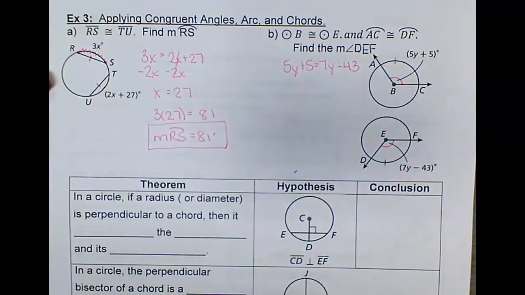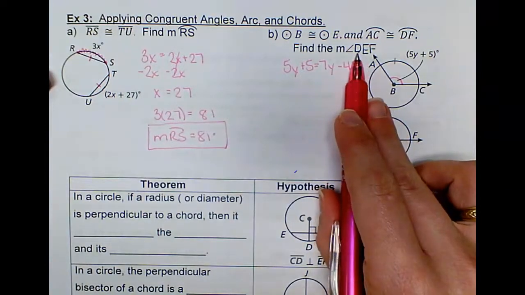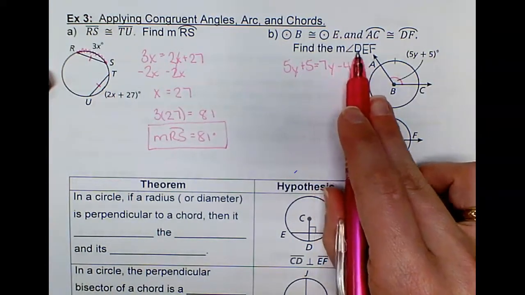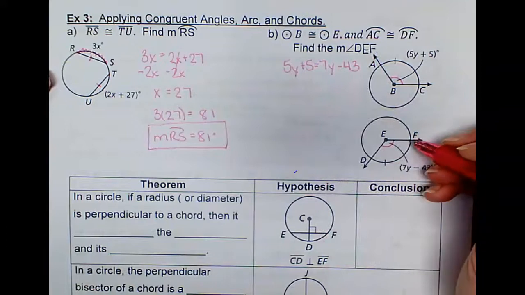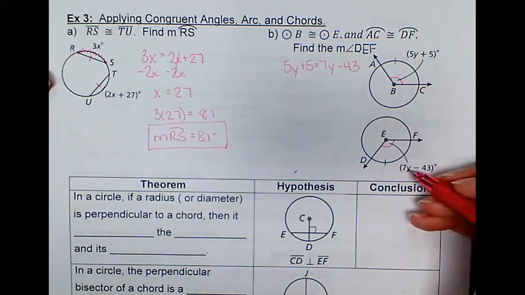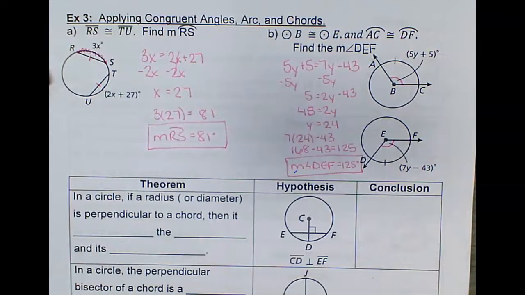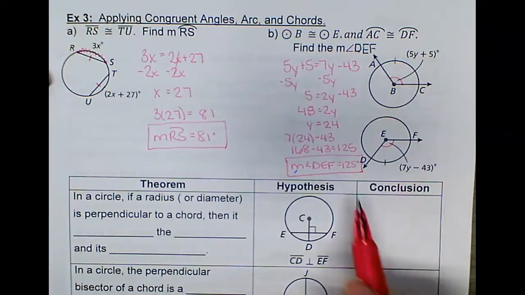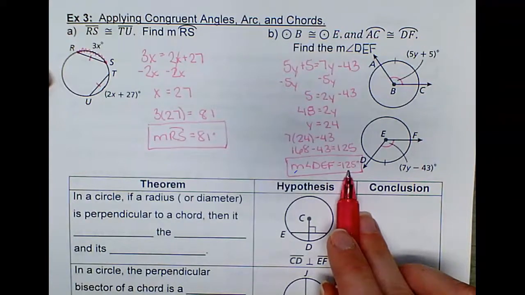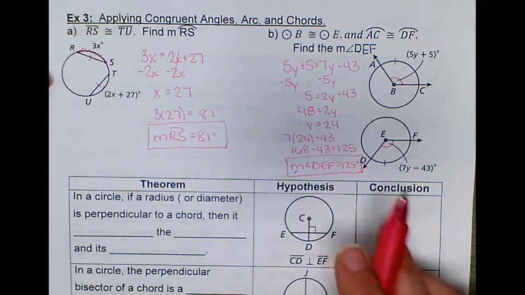Once I solve for y, it cut off on the printed version, but this should be the measure of angle DEF. This is what you're finding. So you can take your measurement for y, substitute it, and find the measure of angle DEF. So pause your video and finish the algebra on this problem. So check your work with mine. You should have gotten a y value of 24, and then when substituted into the expression 7y minus 43, you should get an angle measure of 125 degrees.